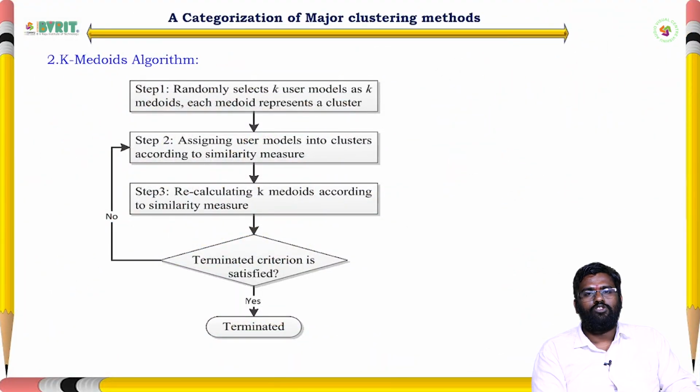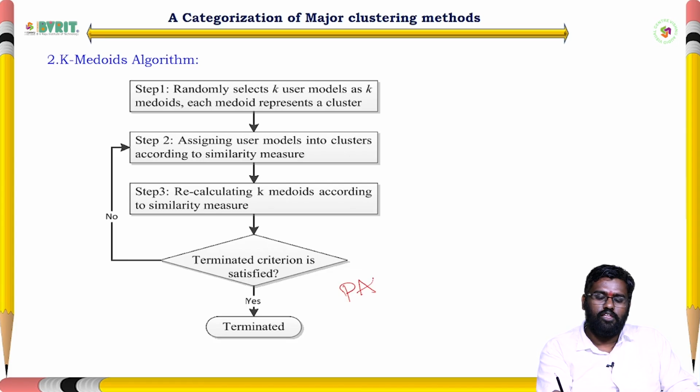The second one is also another type of partitioning method, that is the k-Medoids algorithm. The k-Medoids algorithm is also called the PAM algorithm. PAM means Partitioning Around Medoids algorithm.